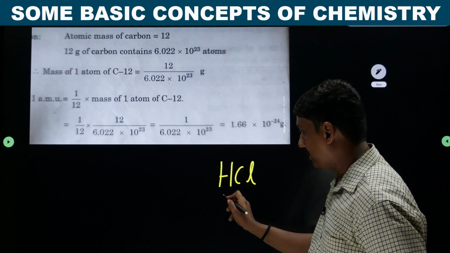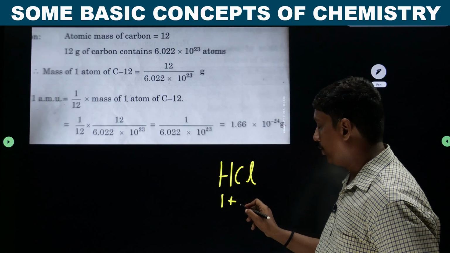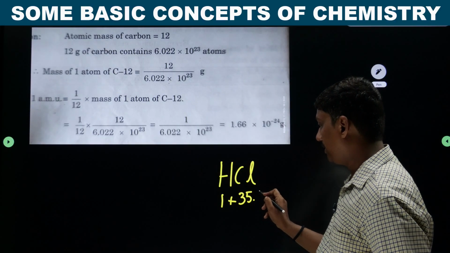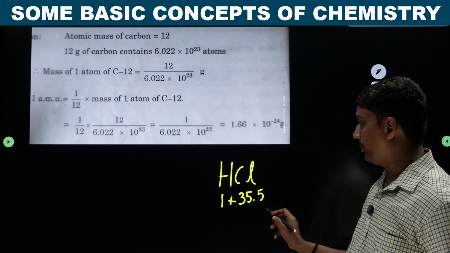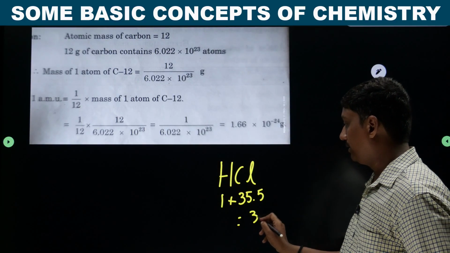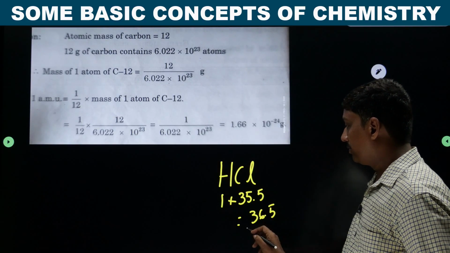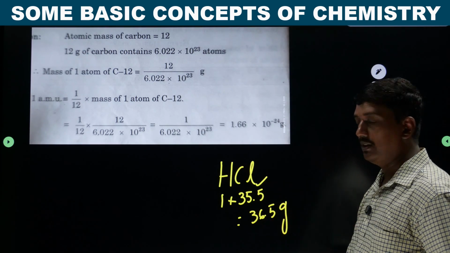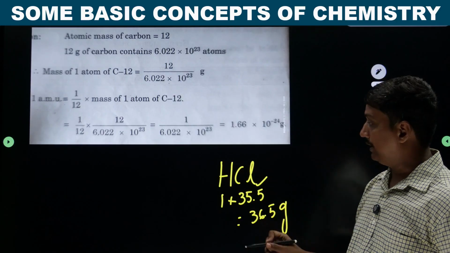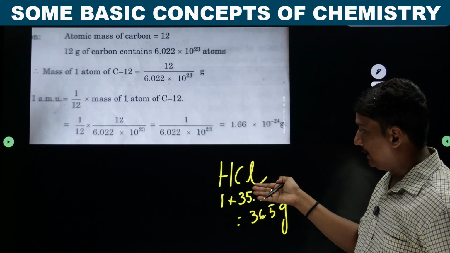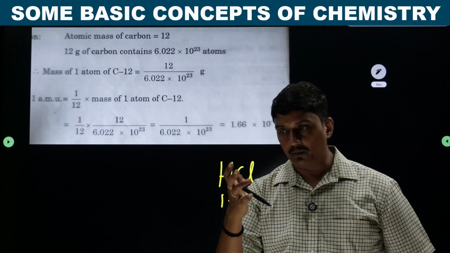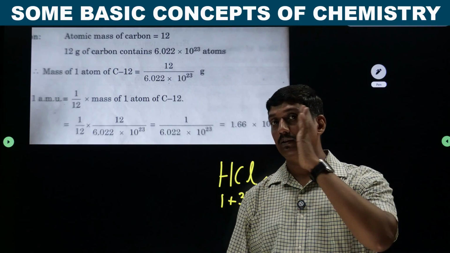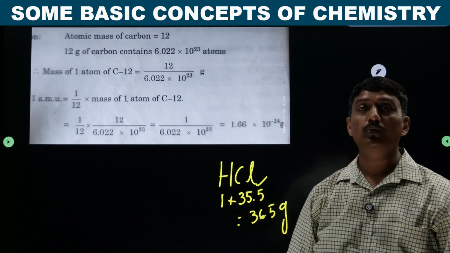Hydrogen, its atomic mass is 1. Chlorine, atomic mass is 35.5. So it is 36.5. So 36.5 is the gram molecular mass of HCl. Like this, we can calculate gram molecular mass and gram atomic mass. Why is it required in the AMU system?